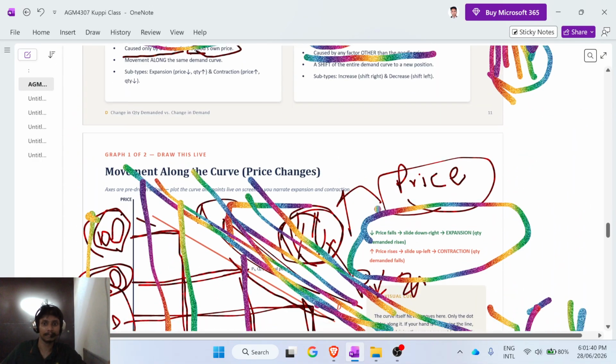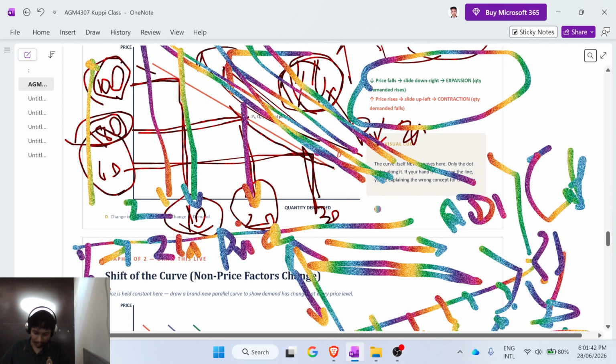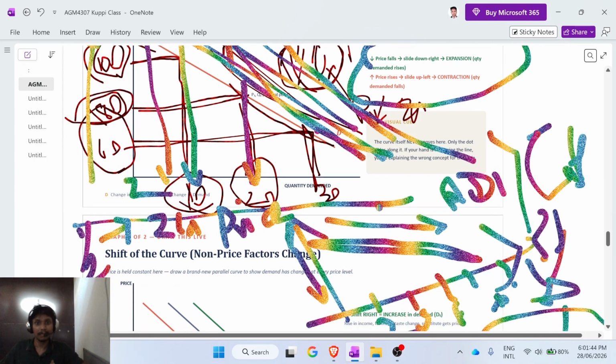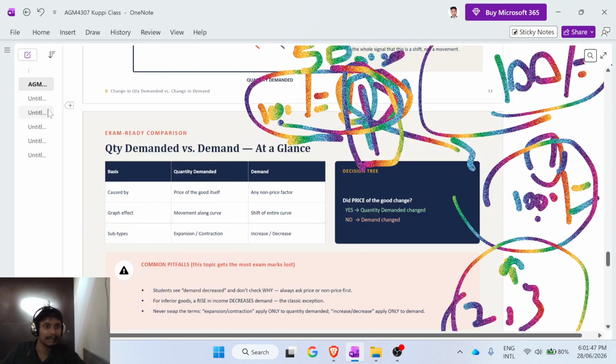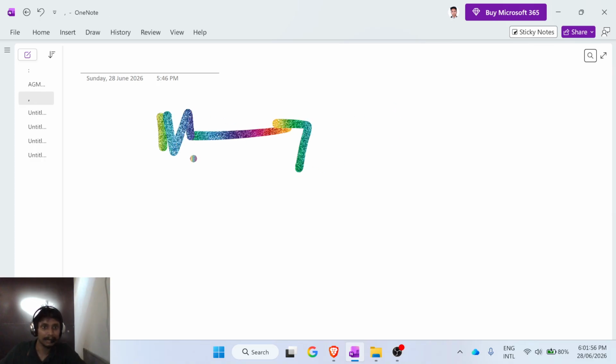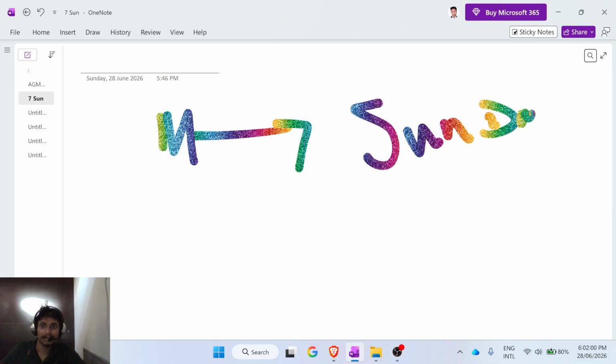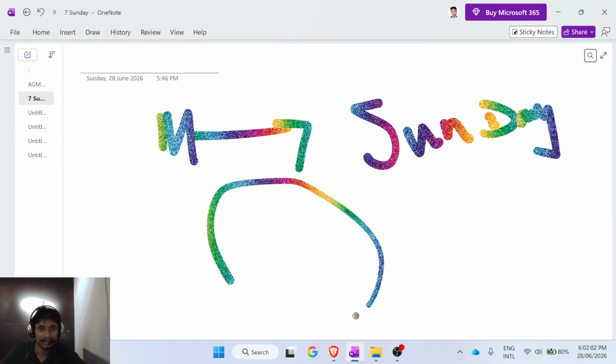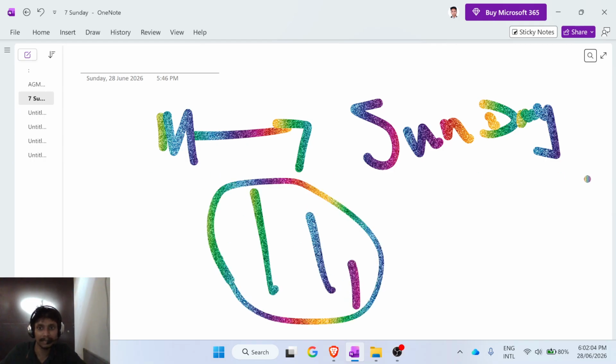Another example: for example, our government announced that from Monday to next Sunday, Sri Lanka is in lockdown. Suddenly, the government announced it. Today is Sunday.